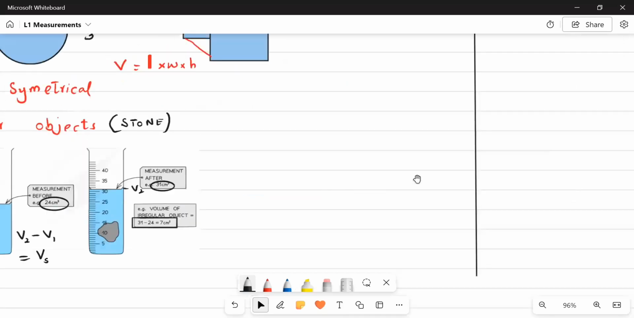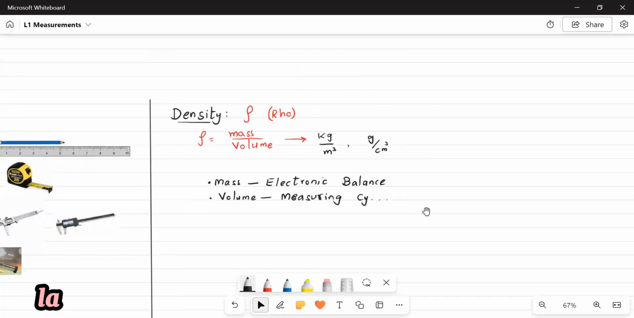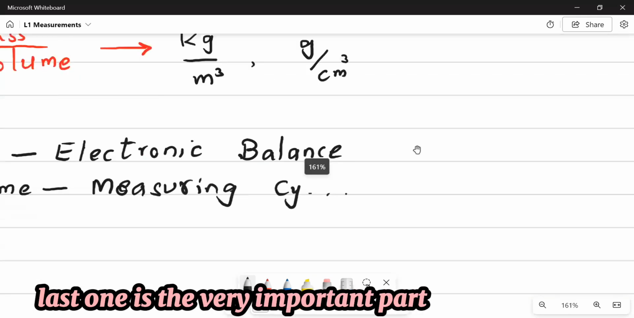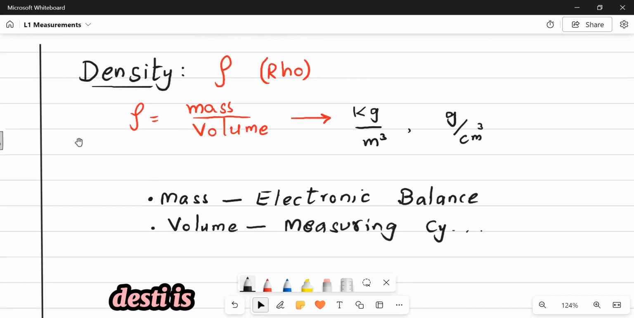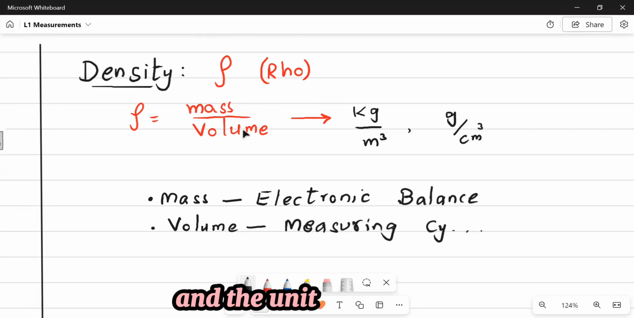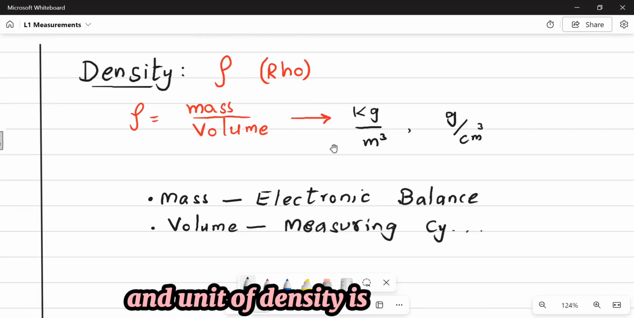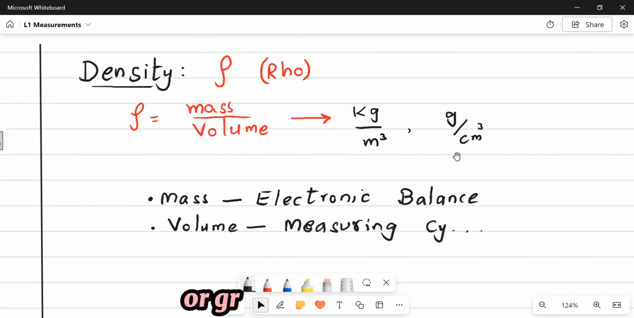Okay, next, the last one is the very important part of this chapter, how to calculate the density. Density is represented by the symbol rho, and density is the ratio of mass over volume. The unit of mass is kilogram and the unit of volume is cubic meter, so the unit of density is kilogram per cubic meter, or gram per cubic centimeter.